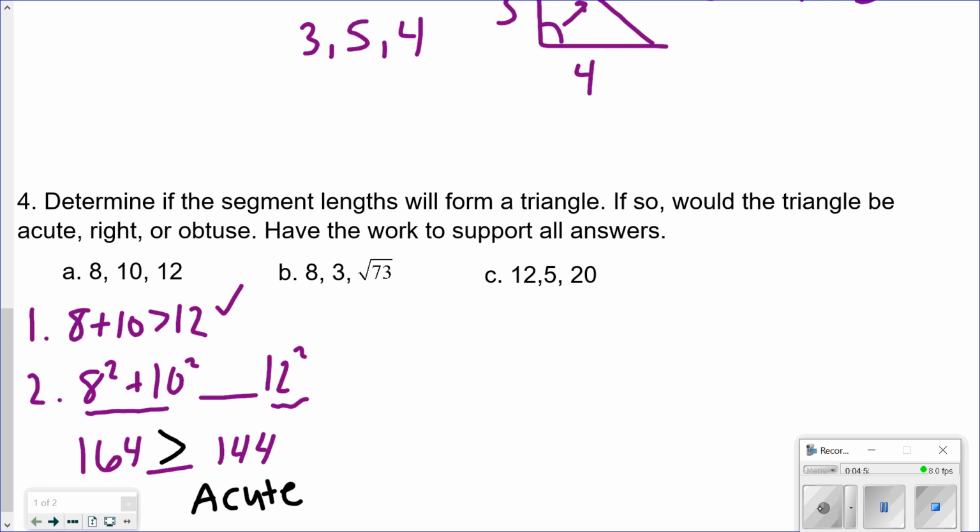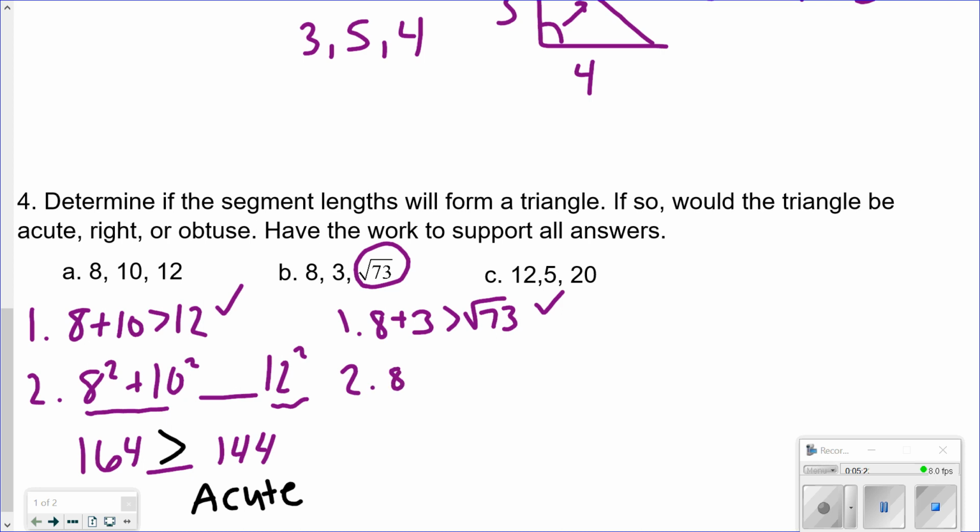Let's look at B here. So the first thing I need to decide is which side length is the longest. And my longest side is the square root of 73. So step 1, will this create a triangle? Is 8 plus 3 greater than the square root of 73? And it is. So step 2 is to determine which type of triangle we have here.